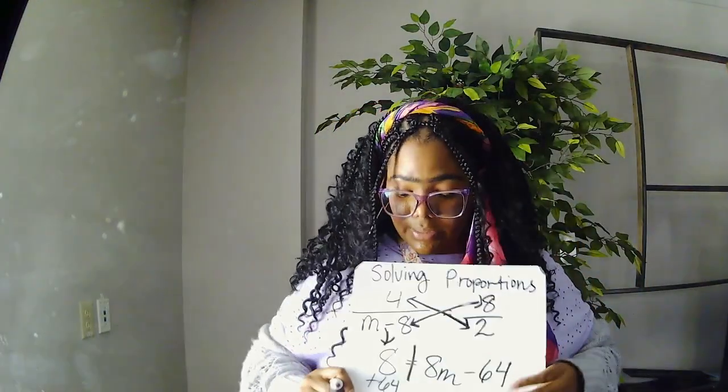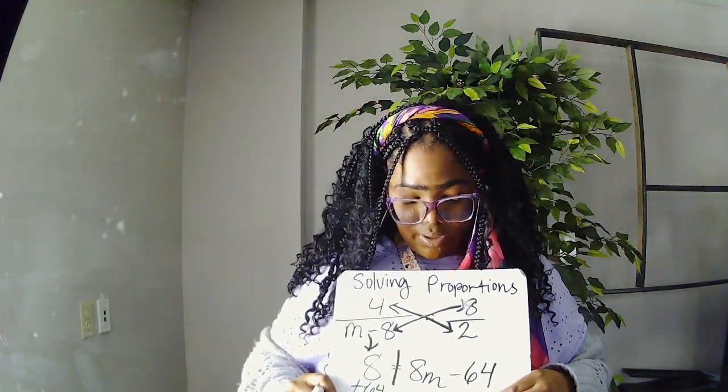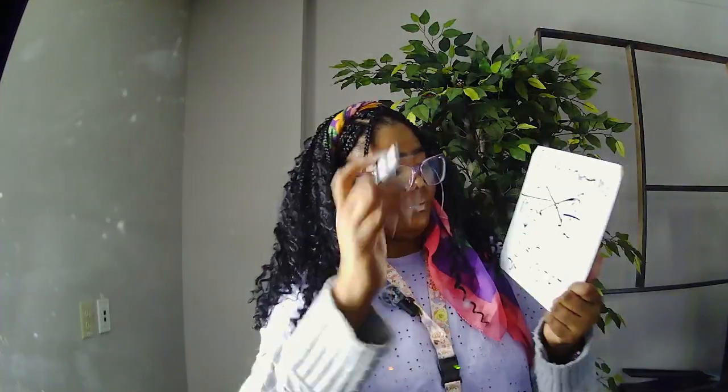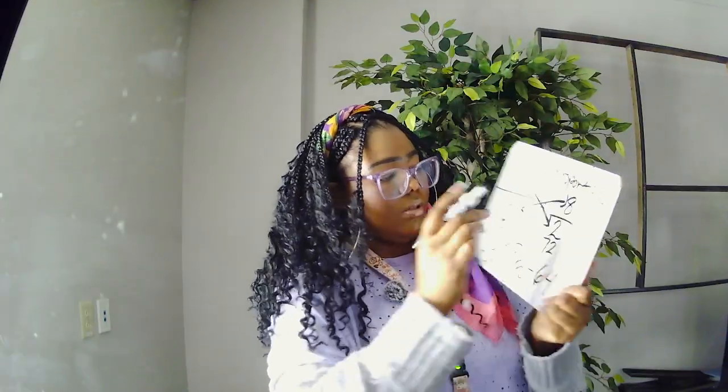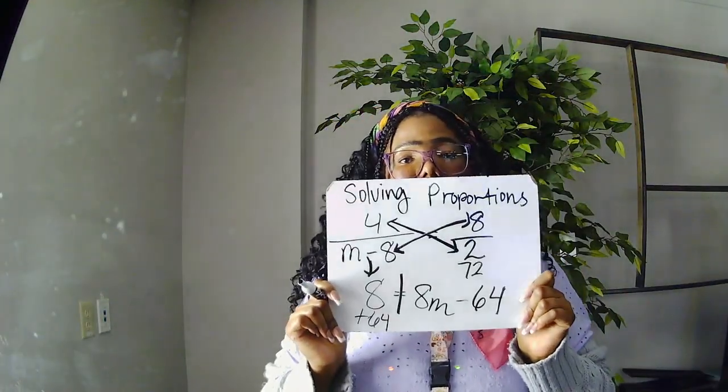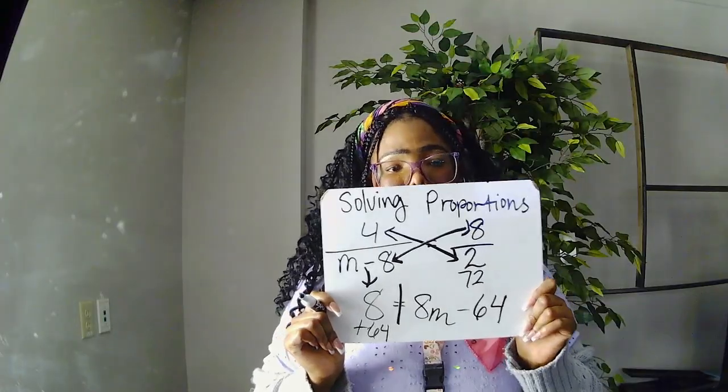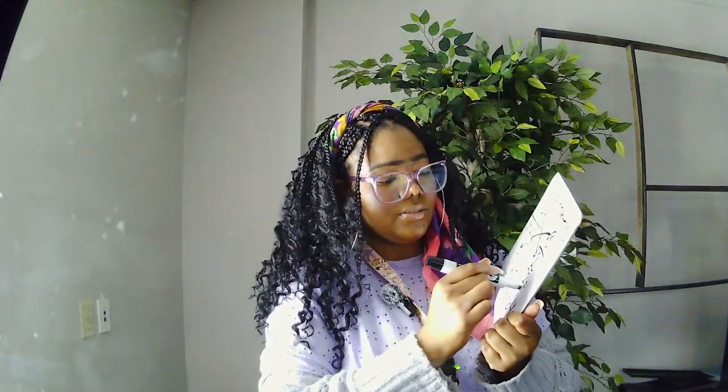And then now I'm going to be left with 8 plus 64. That is 72. Kind of ran out of space, but I'll write it here. So I wrote the 72. And then now I want to bring over the 8m. That is what I did not use yet.